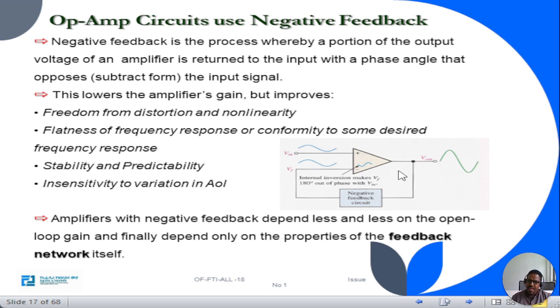That means with negative feedback our amplifier becomes predictable, which means it is controllable by this feedback. So this op-amp goes from open loop gain to closed loop gain. An amplifier with negative feedback depends less and less on the open loop gain and finally depends on the properties of the feedback network. So the change from open loop to closed loop gain is by means of negative feedback.